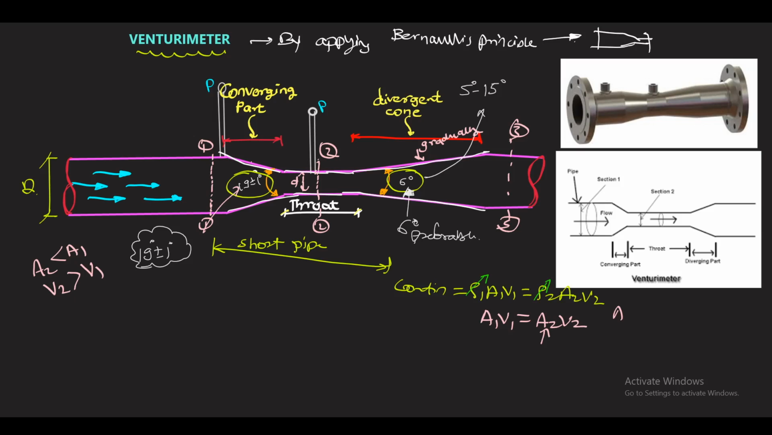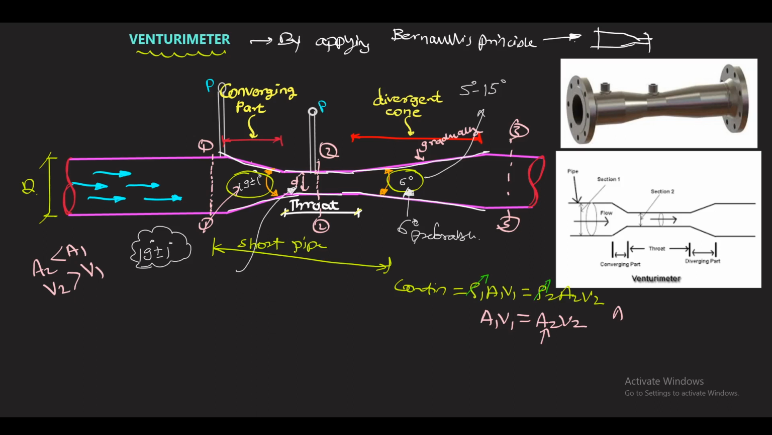So this is about the construction, that is short pipe, a convergent part, throat, and then a divergent part. Here is the angle, 20 plus or minus 1 degree, and then again here is the divergent part with angle 6 degree preferably, okay. Range is between 5 to 15 degree, and the diameter of the throat is one of the important points here.